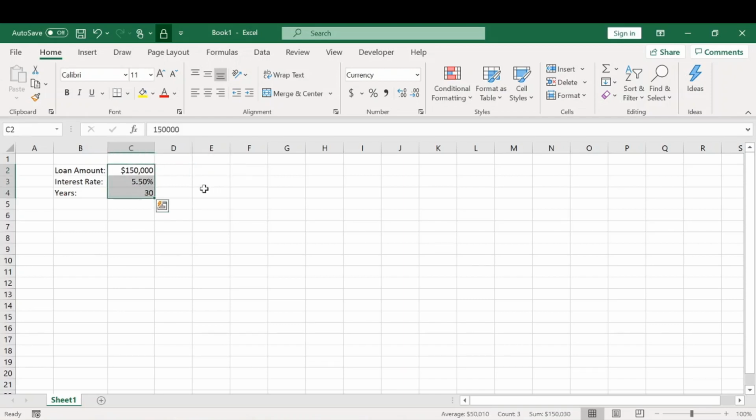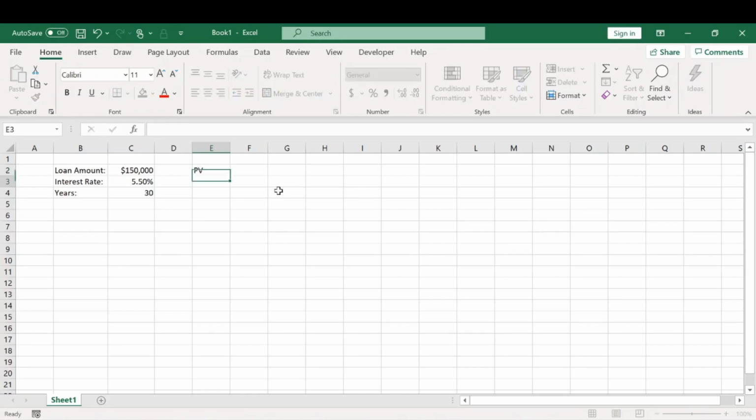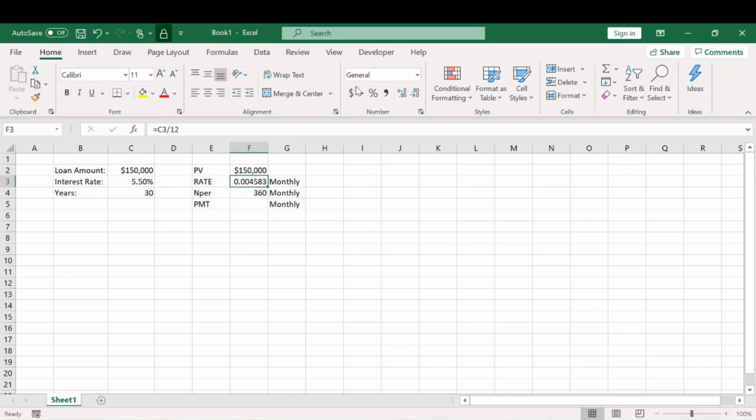With this information, what we need to do is calculate the payment in order to start this table. We need to know the present value, the rate, and the number of periods, in this case monthly. The rate also needs to be translated to monthly because we're trying to find the payments per month. Our present value is $150,000. Our rate is 5.5%, but we have to divide that by 12 to put it into months. And our number of periods would be 30 years, times 12 to get 360 total months.